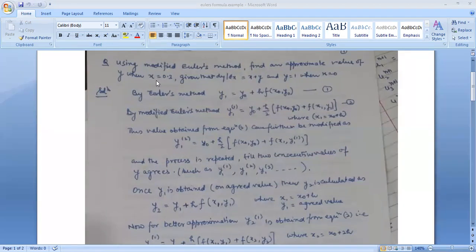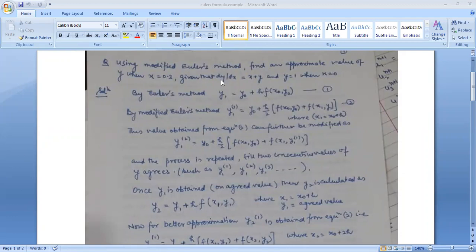So if you have to calculate for 0.3, you will start from 0, then 0.1, then 0.2, then 0.3, and whatever you are getting at 0.3 will be the final value. But in case of modified Euler's formula, there are some modifications so that the approximate value of y at a certain point of x will be more accurate. And so we have to adopt two formulas for that.